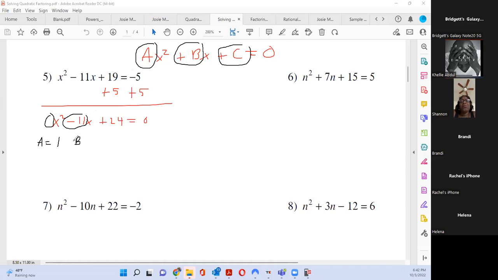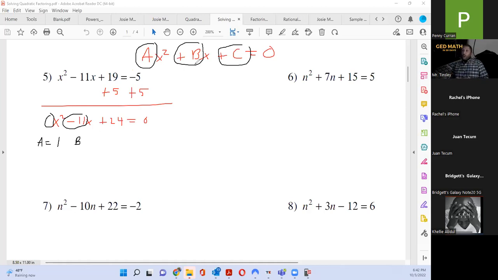Look at the AX squared plus BX plus C equals zero. A is whatever is in front of the X squared. B is what's in front of the X, and C is the constant. So A is the coefficient in front of the X squared. Well, Mr. Tinsley, I don't see a number in front of the X squared. If you don't see a number in front of a term, the coefficient is what?